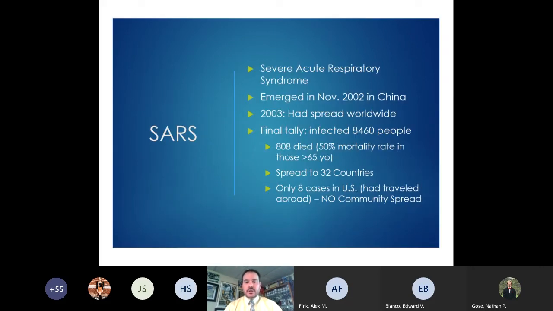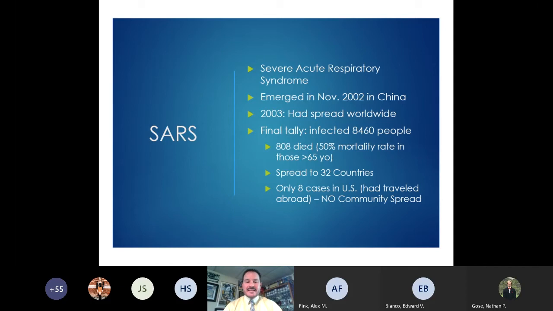So SARS, severe acute respiratory syndrome, again, emerged in 2002 under sort of similar circumstances in China. 2003, it had spread worldwide. The final tally, though, was 8,460 people, of which about 10% died, so relatively high mortality rate. And again, much like we're seeing with COVID-19, with the new SARS-CoV-2, the mortality rate is higher in the elderly. And so for SARS, there was about a 50% mortality rate in those that were above 65 years old. In the end, it had spread to 32 countries.